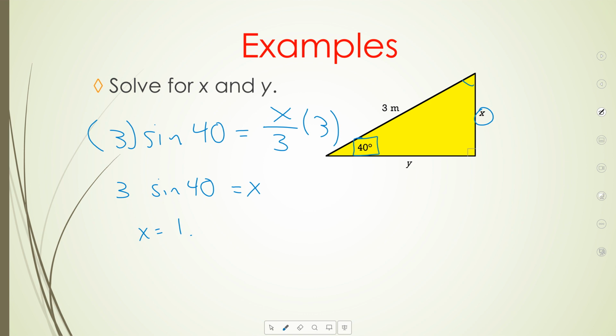So 3 times the sine of 40 equals x, and x equals 1.92. Let's go 2 decimal places. And those are meters because we have units up there. Well done.